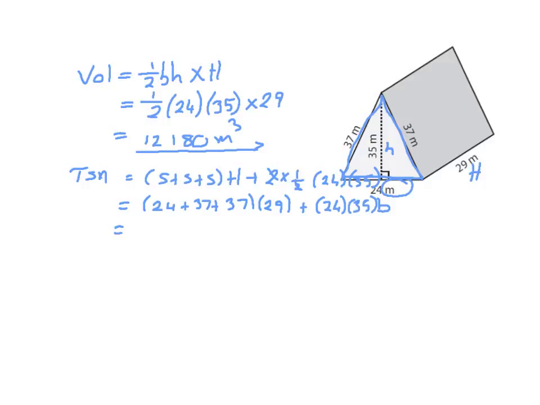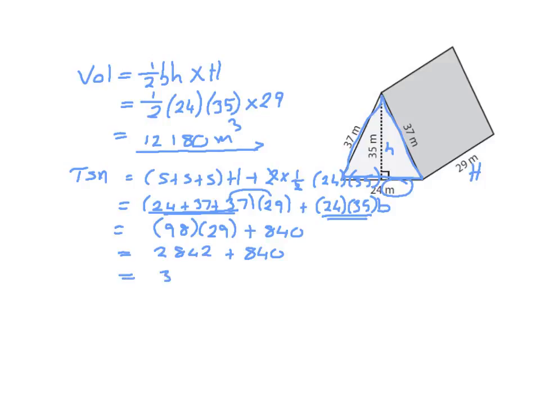Bod maths again, very, very important. You've got to work out the brackets before we do the multiplying. So we work out 24 plus 37 plus 37 gives me 98. And I'm going to multiply that by its height of 29. And if I work out this part, I get 840. 98 times 29 gives me 2,842. Add that to 840. And I get 3,682 meters, and it's squared because it's total surface area.